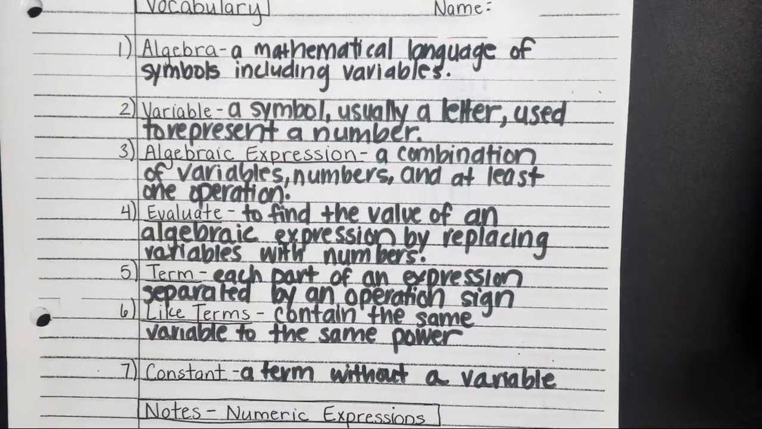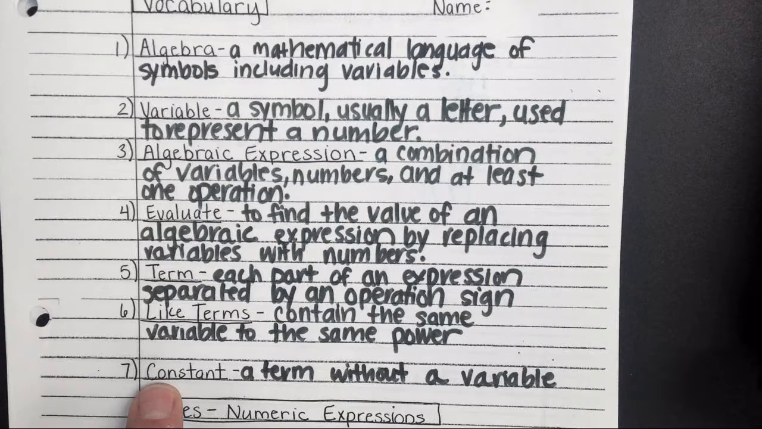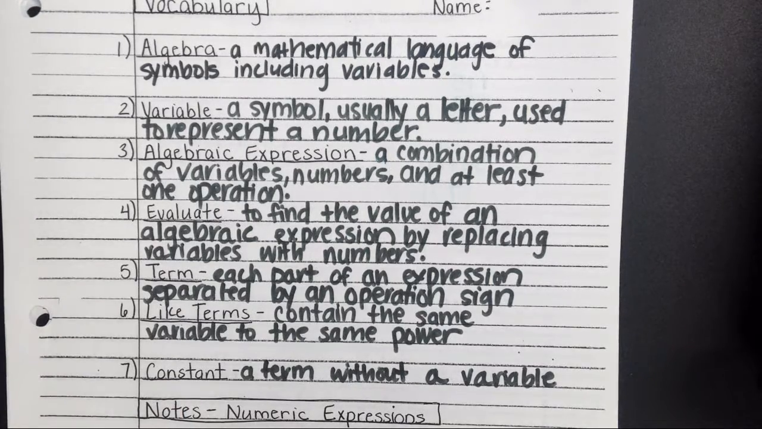Okay, so looking at vocab real quick. We are starting algebra, like I said. Algebra, of course, is the mathematical language of symbols, including variables. What other subject have you heard the word variable? Science. Okay, so in science, a variable is something that what? It's being changed. Okay, so it's something that can change.